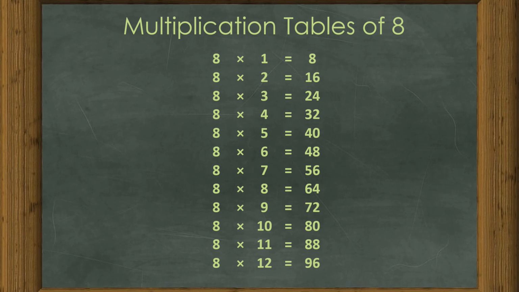8 8s are 64. 8 9s are 72. 8 10s are 80. 8 11s are 88. 8 12s are 96.